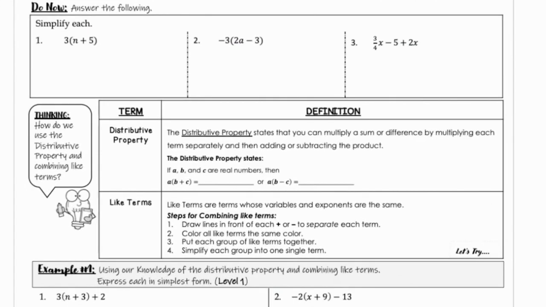So let's take a quick look at our do now for today. Today we're answering the following and we need to simplify each. So I want you guys to pause this video and try all three on your own. And when you unpause, hopefully we get the same exact answers.